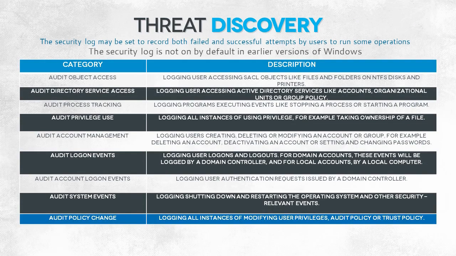Let's now move on to detecting threats. All current operating systems come with pre-installed tools and mechanisms that audit the activity of system users. The Windows systems keep track of security-related events in a security log. The security log is disabled by default in older versions of Windows. This means that the log doesn't record any events until we enable it manually.